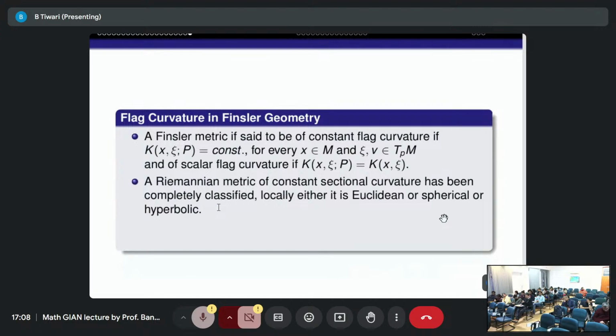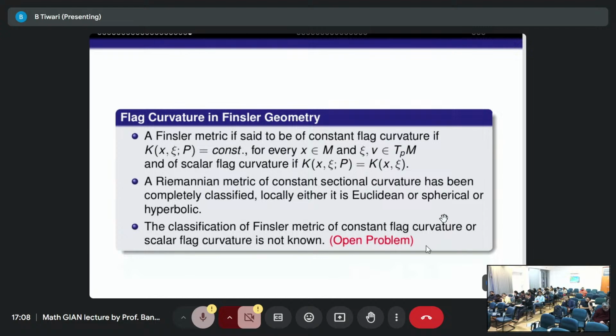As everybody knows, a Riemannian metric of constant sectional curvature is completely classified. The classification is known: locally it's a Euclidean, spherical, or hyperbolic metric. But in Finsler geometry it's an open problem. For the Randers metric, which I defined in the previous slides, only the case of constant flag curvature was completely classified. For different metrics people have classified and work is going on, but in general it is not done yet.